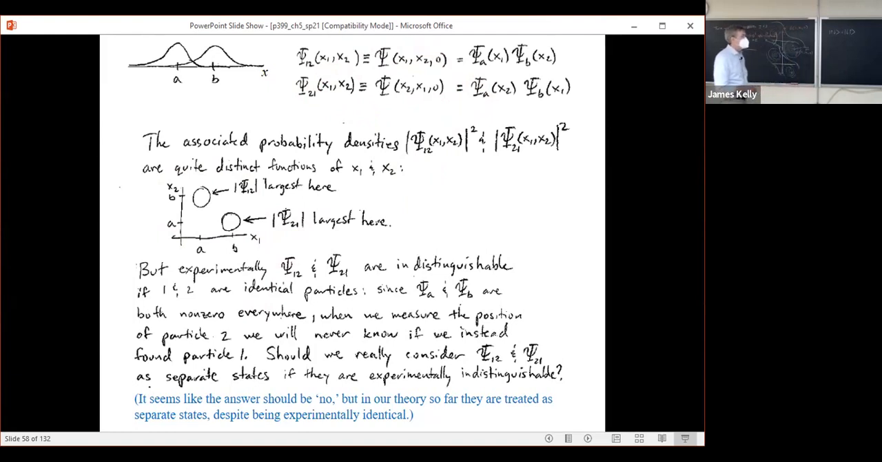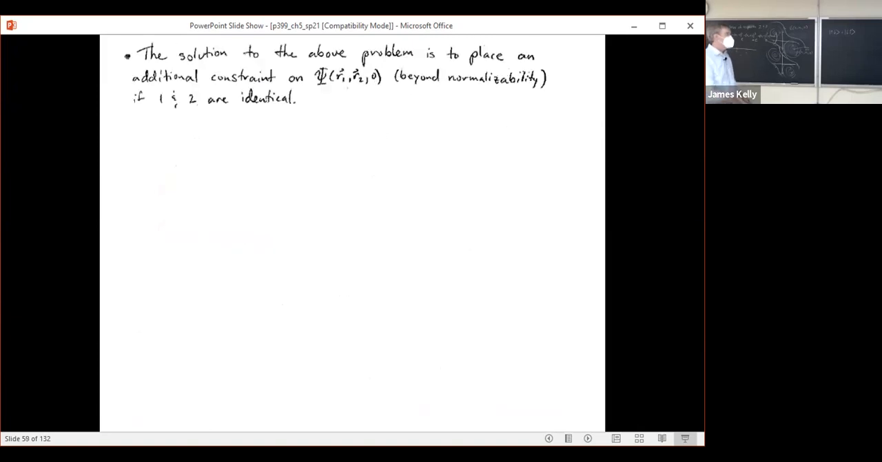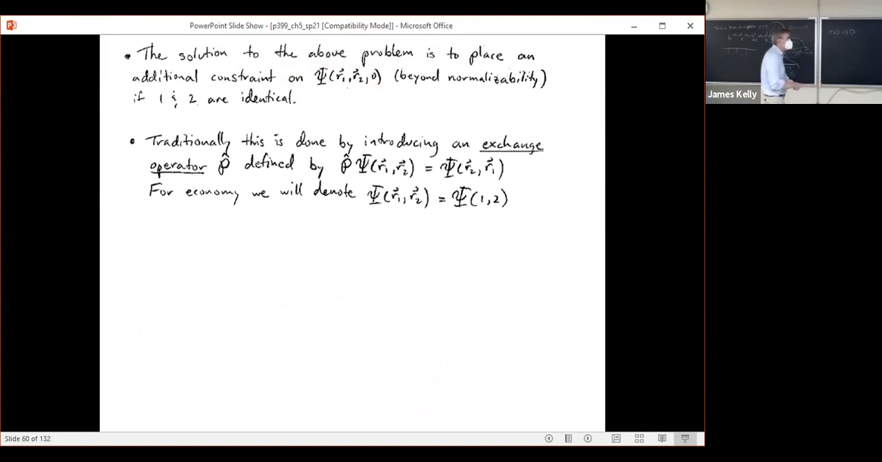Despite being experimentally identical. So what we're going to do now is add something to the theory to make it so that these kinds of states, which are experimentally indistinguishable for identical particles, aren't going to be allowed. And the only ones that will be allowed are ones where it doesn't matter which electron you measure in which location, it looks exactly the same. There's a certain kind of symmetry. So we're going to place an additional constraint on these functions. We're going to place an additional restriction.